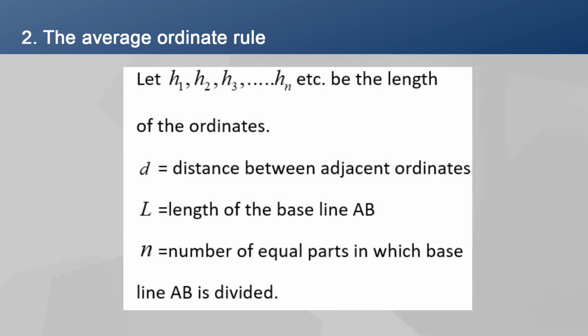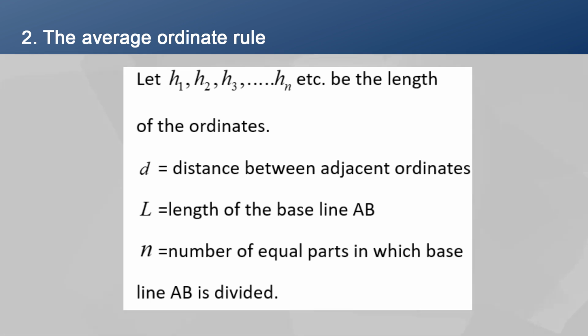So, we can get these ordinates. Let h1, h2, h3 up to hn be the lengths of the ordinates. Small d is the distance between adjacent ordinates. Ordinate is nothing but offset. Capital L is the length of the baseline AB. Small n is the number of equal parts in which baseline AB is divided.